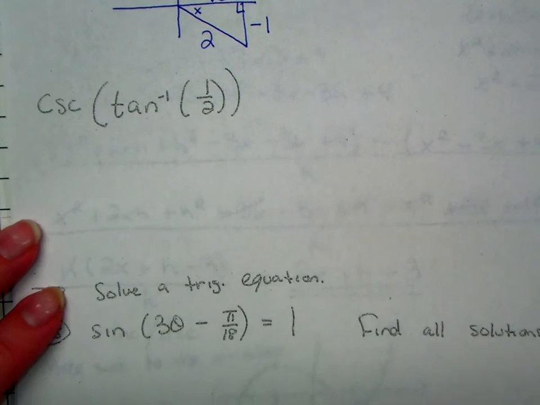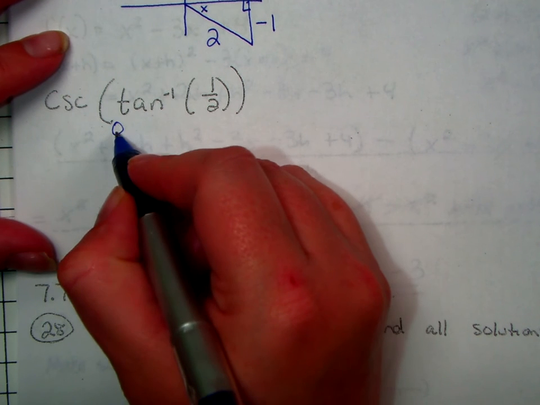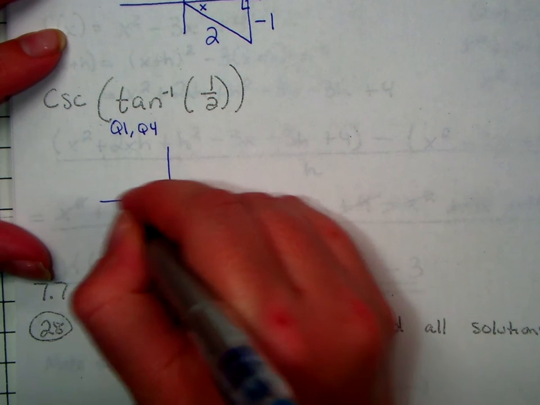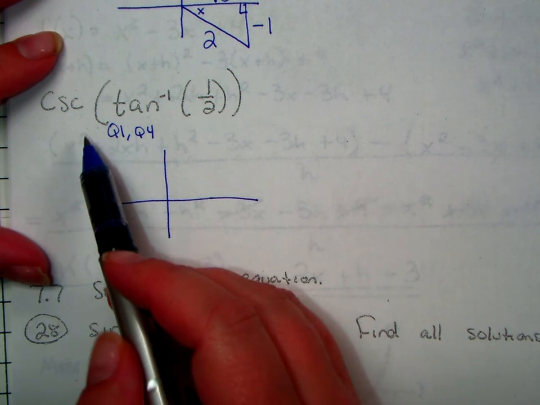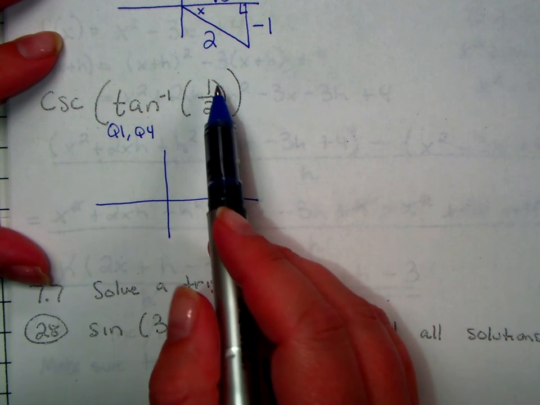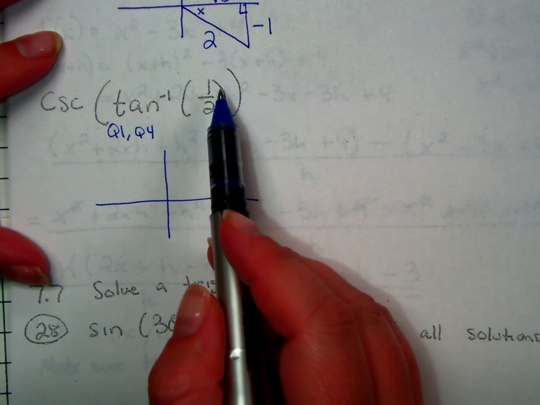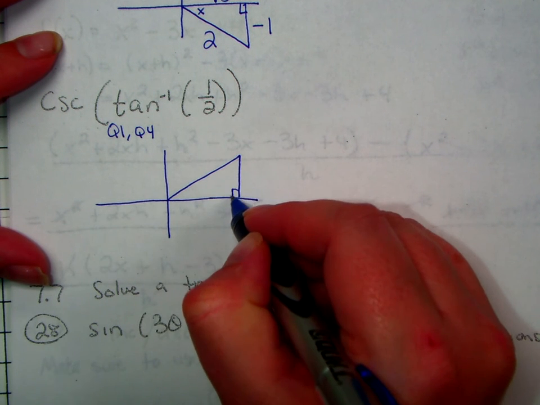All right, let's do this one. Cosecant of tan inverse of 1/2. Tan inverse was also restricted to 1 and 4, just like sine. Cosine is the only one that's different here. So we're going to draw our triangle in quadrant 1 when the ratio is positive. We're going to draw the triangle in quadrant 4 when the ratio is negative. So this triangle is going to get drawn in quadrant 1.